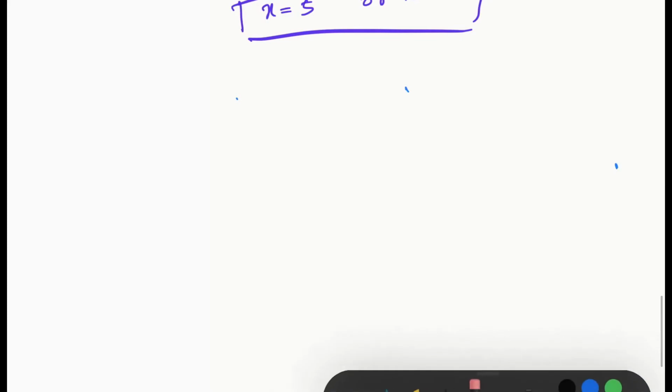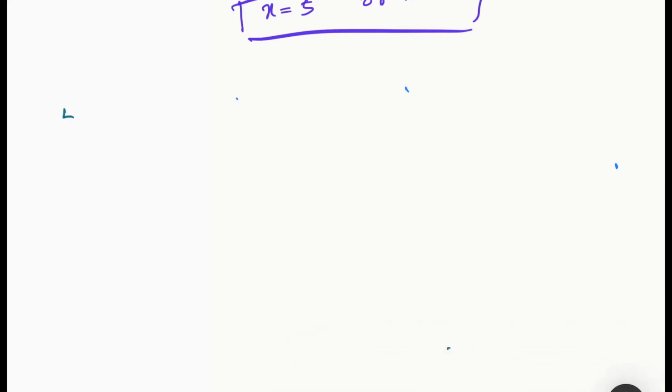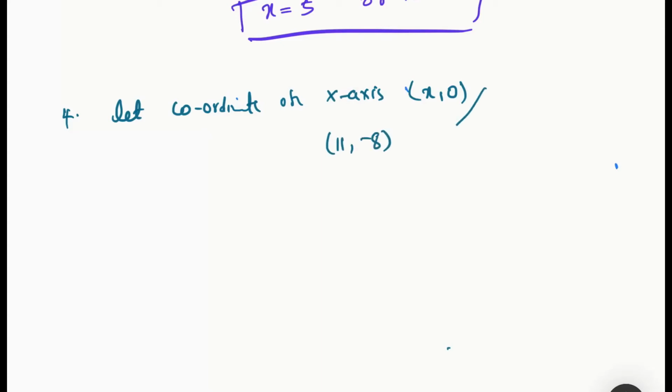Let me start with the fourth question. In the fourth question we have, let me read the question first. Find the coordinate of the points on the x-axis. So let the coordinate on the x-axis be (x, 0). On the x-axis means only x will be there, y will remain as 0. The other point is given to you as (11, minus 8). The distance between them is equal to 17 units. So let us solve that.